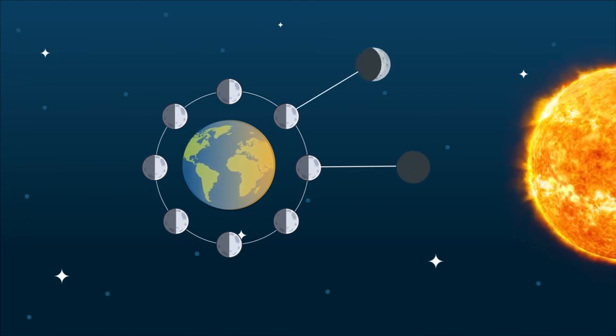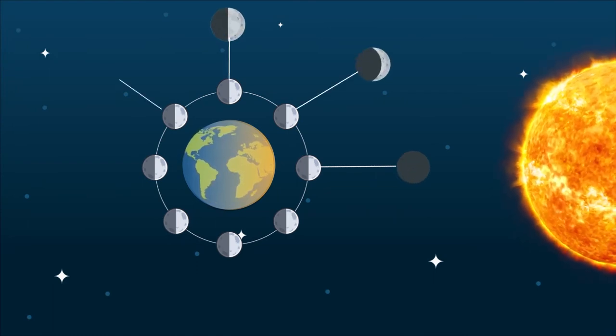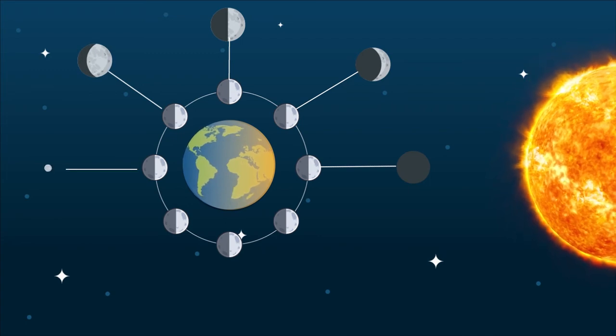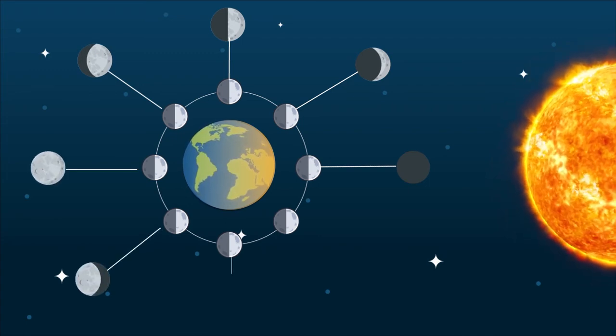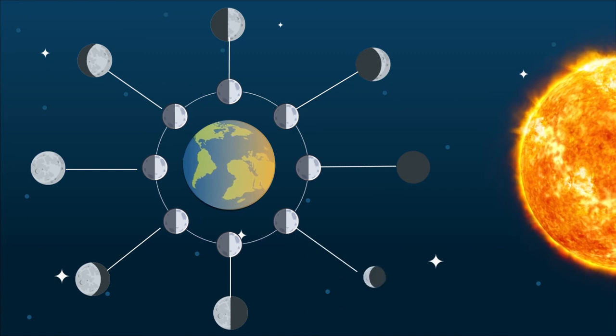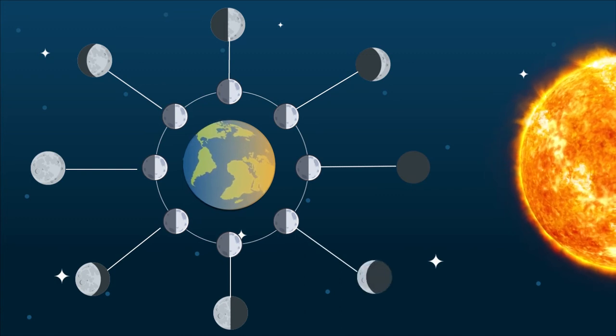When the moon looks like a ball, this is called a full moon. When we see only half of the moon, it is called a half moon. When a small part of the moon is seen, it is called a crescent moon. It looks like a banana.